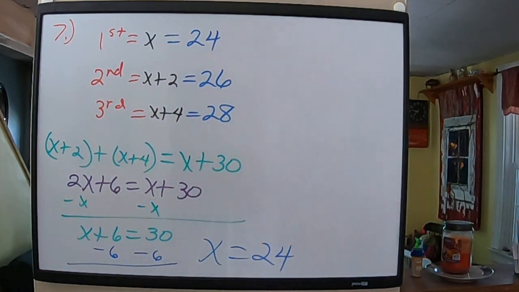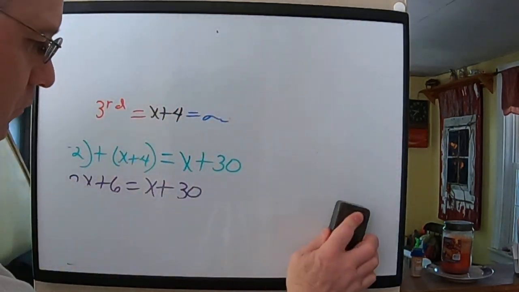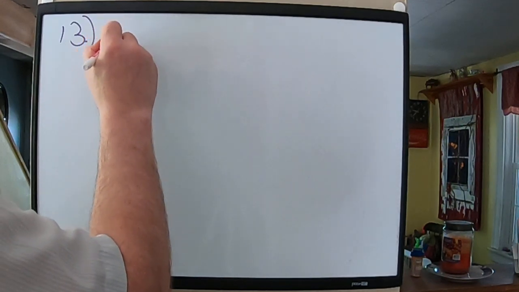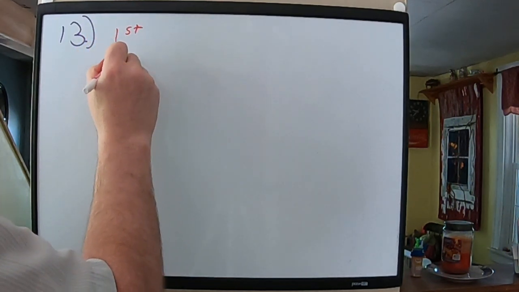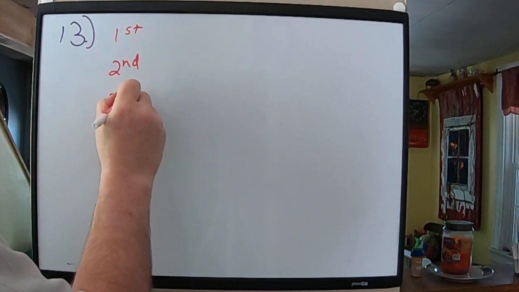All right, that was number 7. We're going to move on that worksheet to number 13 and then number 15, and that wraps it up for today. All right, number 13. This one's consecutive multiples. Find 3 consecutive multiples of 15. Stop reading. So we're talking about first, second, third.